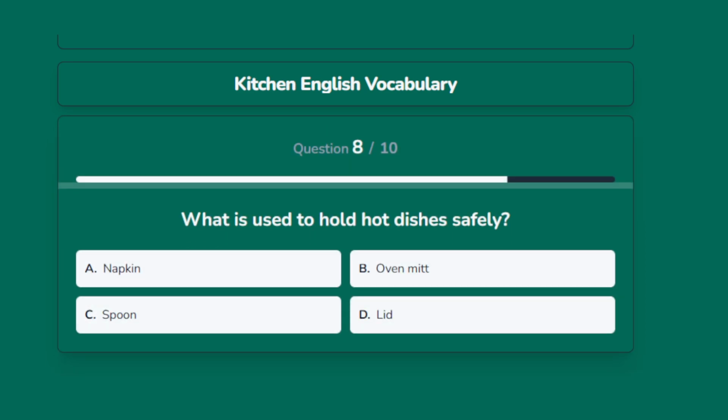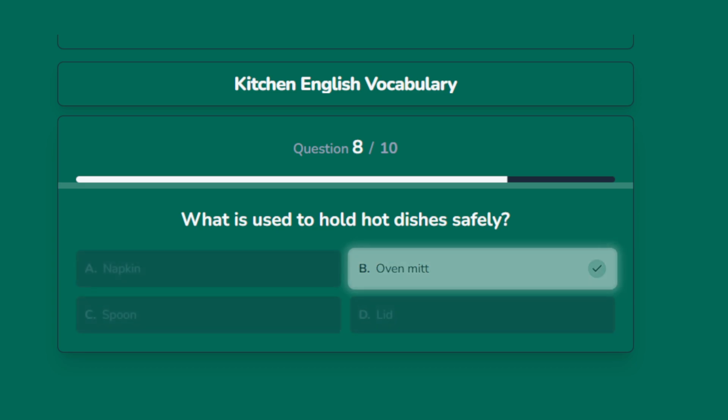What is used to hold hot dishes safely? Options are A. Napkin, B. Oven mitt, C. Spoon, D. Lid. The correct answer is oven mitt.